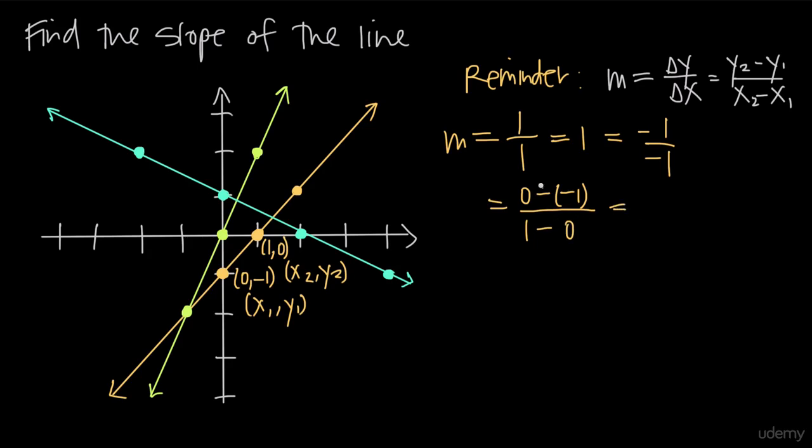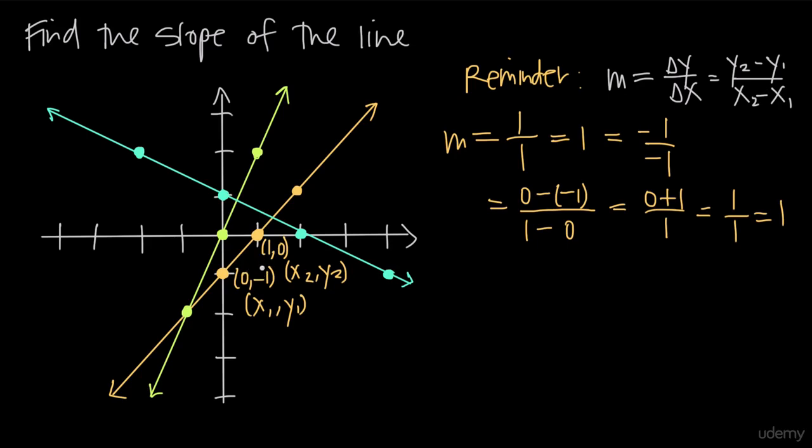When we simplify this, 0 minus a -1 is the same as 0 plus 1. 1 minus 0 is 1. 0 plus 1 in our numerator is 1, so we get 1 over 1, or 1. So that's what we found earlier using just the picture of the graph, but we can also use this formula, y sub 2 minus y sub 1 over x sub 2 minus x sub 1, if we're only given 2 points on the line and we don't have a picture to work with.